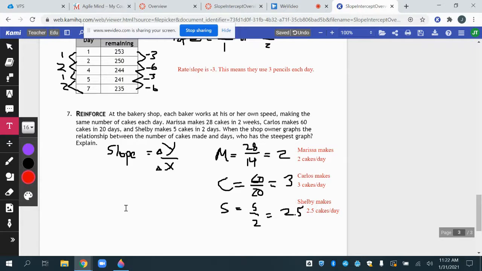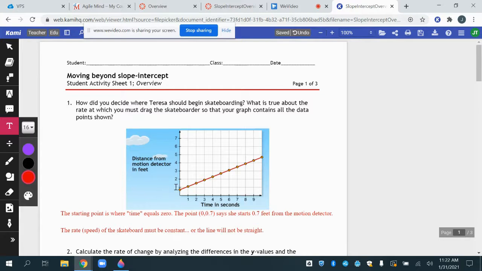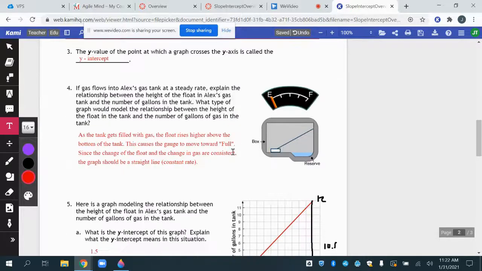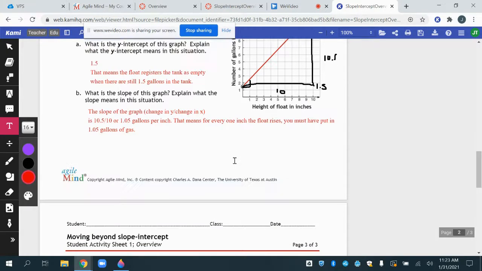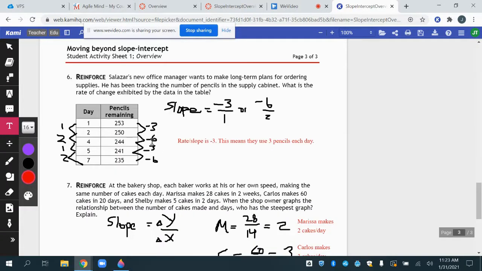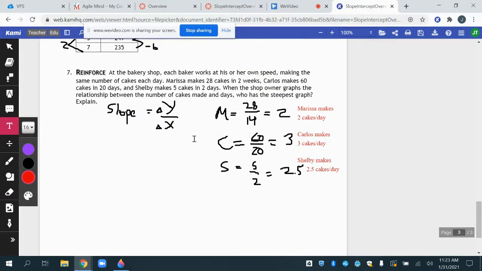Well, if you remember, we talked about steepness being the speed of something, right? So a steeper thing means that the skateboard is going faster. If this was steeper, that would mean that they're filling up. Well, it actually means something completely different because there's no time on the bottom. It would mean that each float means more gallons of gas in the tank, but that's fun. Here, if the number were bigger, it would mean they lose more pencils per day. So the steepness has to do with the speed. The question is, who makes the cakes fastest? That's going to be the steepest graph.